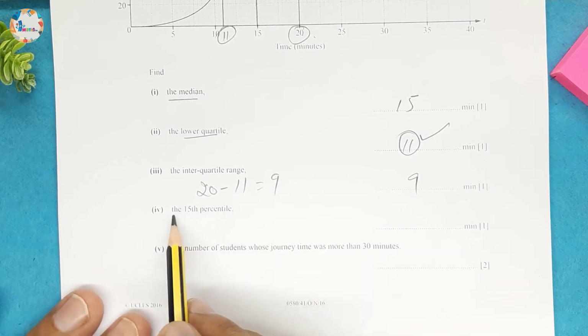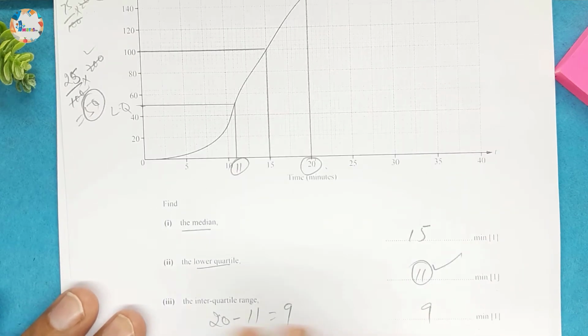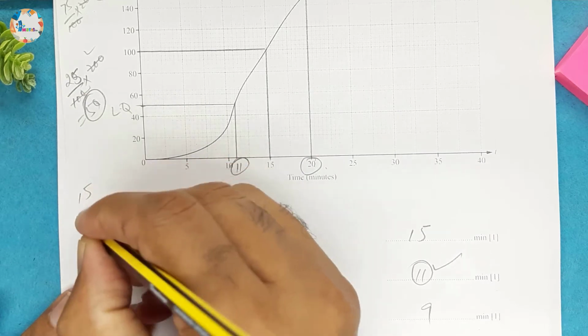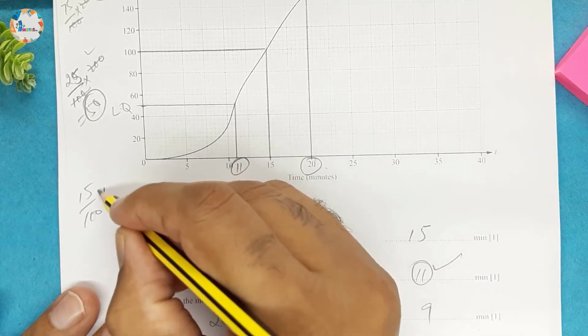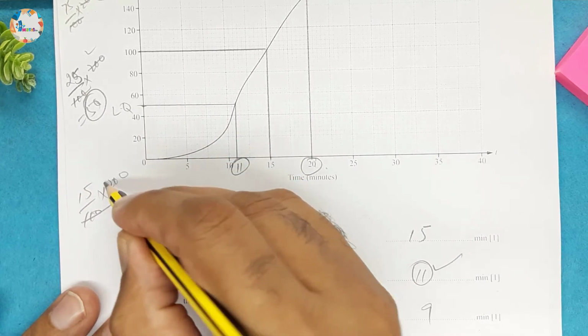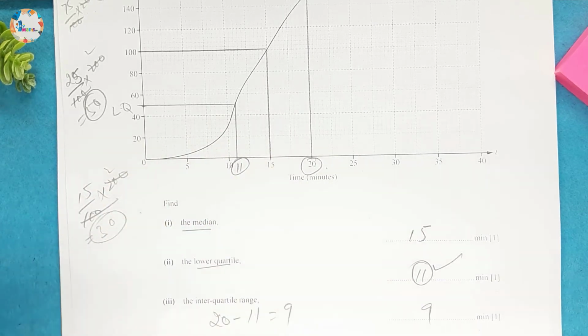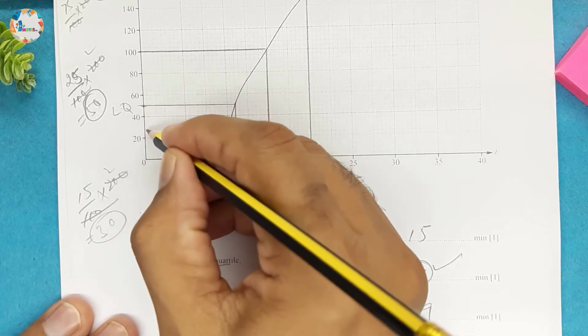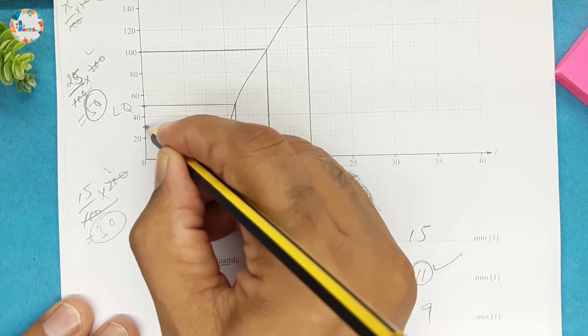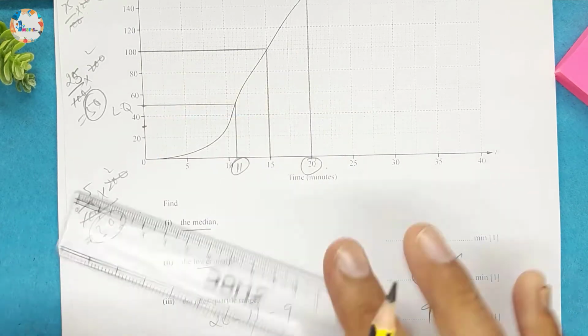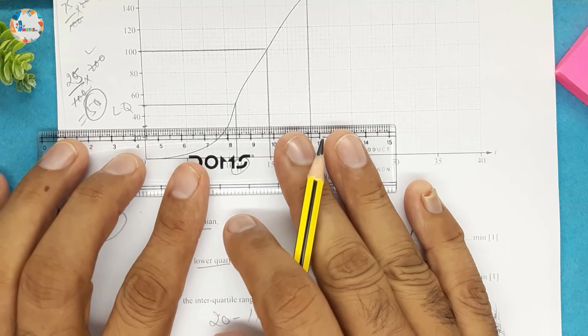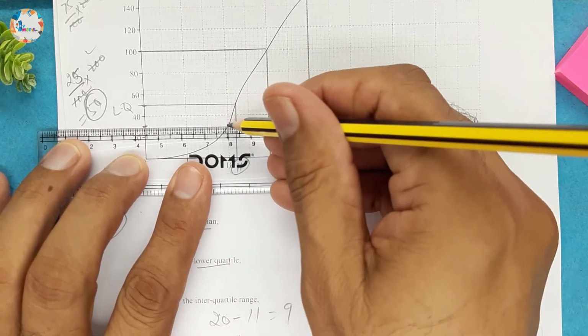They are asking for the 15th percentile. So for the 15th percentile, we can write 15 over 100 of 200. This will be equal to 30. So we'll check the 30 reference, which is in between 20 and 40, which will be this line, and we can check this reference from here.